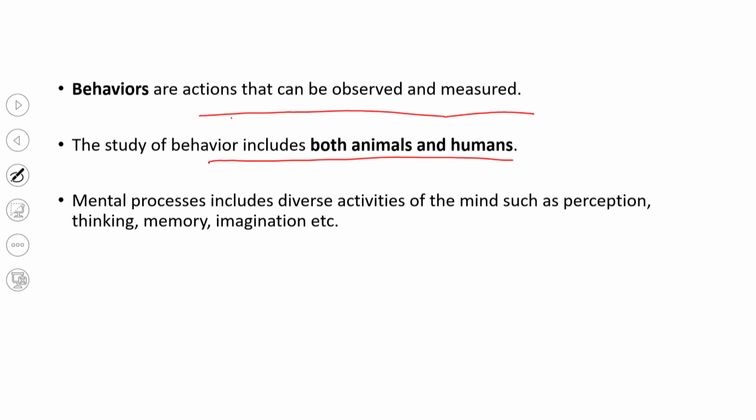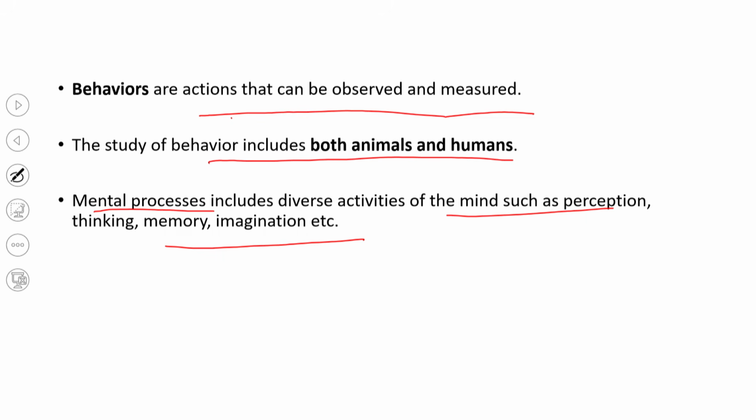What is another thing? Another thing is mental processes. Mental processes is a very broad term which includes a variety of activities of the mind. The mind does a lot of things, it has so many functions, and this whole course is designed and divided into various functions of the human mind. It includes activities such as perception, thinking, memory, imagination, etc. Each of these mental functions we will discuss one by one, in the different modules.